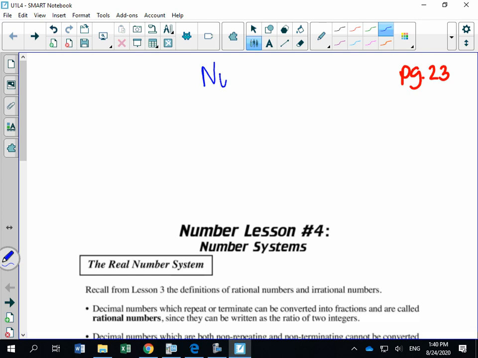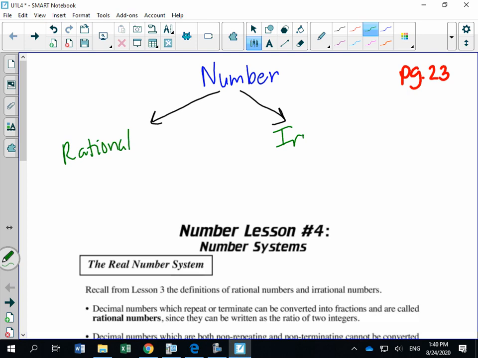So remember that I told you that in lesson 3, I could throw any number in the world at you, and those numbers will fit into one of two categories. It's either going to be rational or it's going to be irrational. And remember that rational, I told you, all fractions. So all fractions are rational.